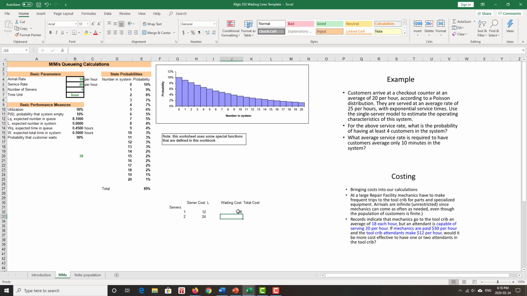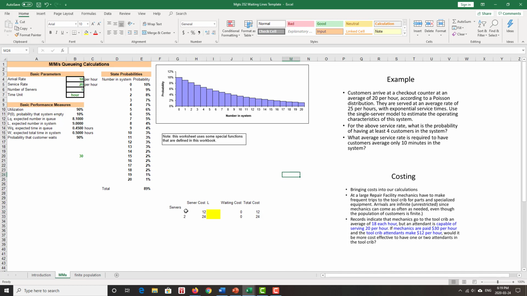And I push enter. It's zero because I don't know what L is yet. Copy that down as per normal. My costs, well, what's my cost equal? It equals my server cost plus my waiting cost. And I copy that down as well. So what's missing is my L. So I need to calculate my L's.